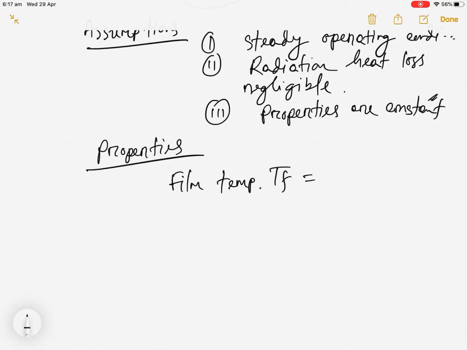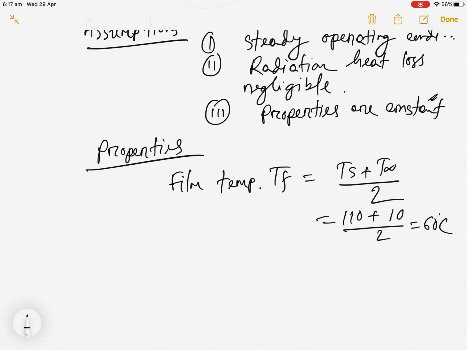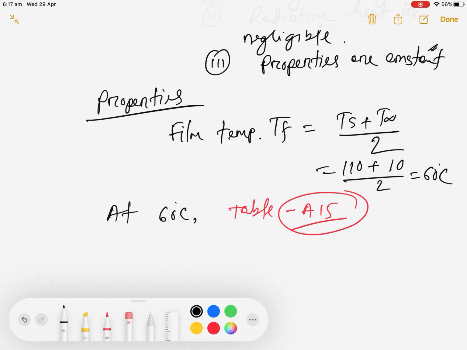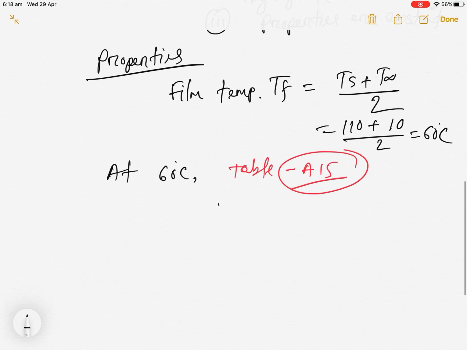The film temperature, T_f, is equal to the surface temperature plus the atmospheric temperature over 2. So this is 110 plus 10 over 2, which is 60 degrees centigrade. So that means at 60 degrees centigrade, we need to calculate the properties of the air. This is actually table A15 from your appendix. This is the 5th edition of the unit book, so you can get all the properties from table A15.